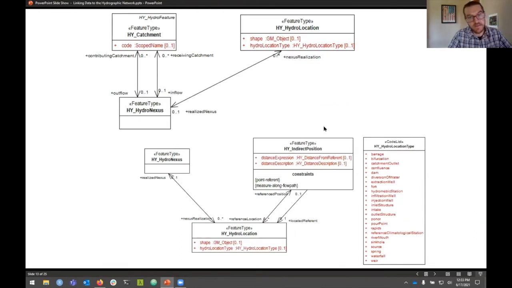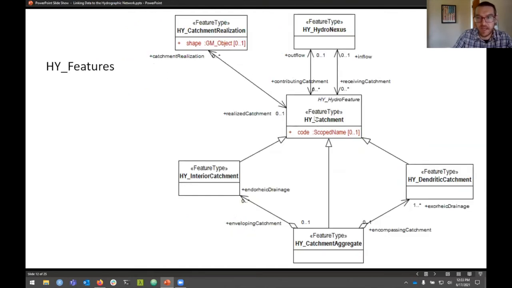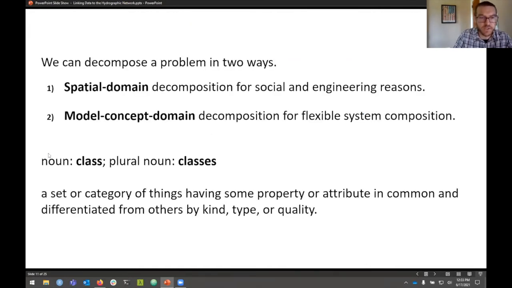Okay, so the next detail of HyFeatures I want to go into is how it handles indirect position or hydrolocation. So this, what we're looking at now, in this diagram, we have catchments and nexuses. And remember, I kind of reiterate, we're talking about classes here.